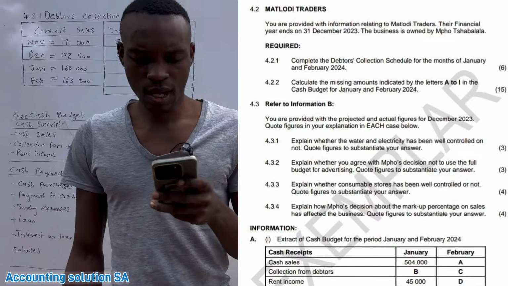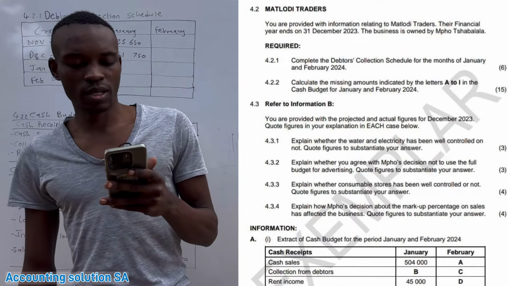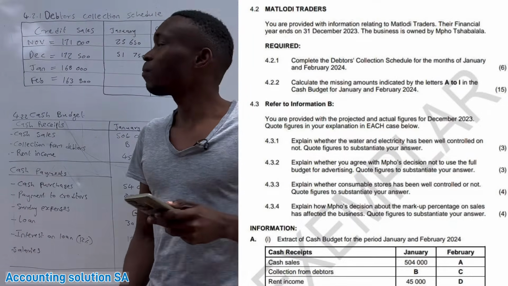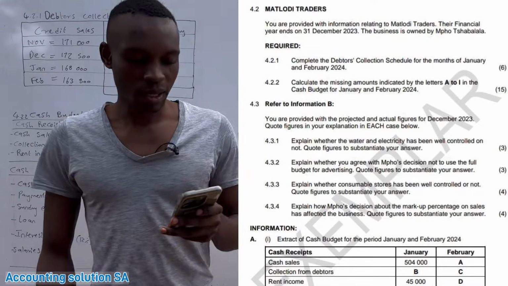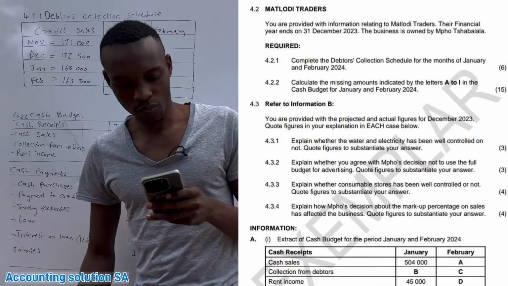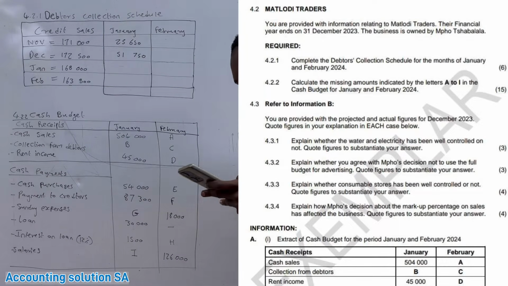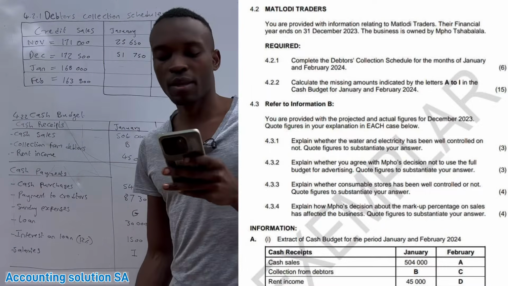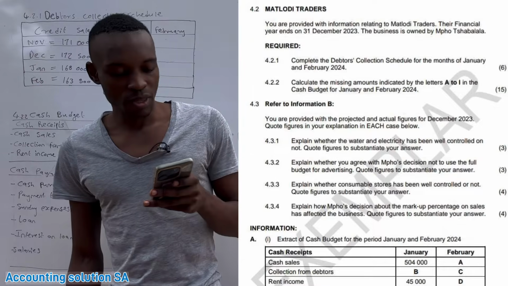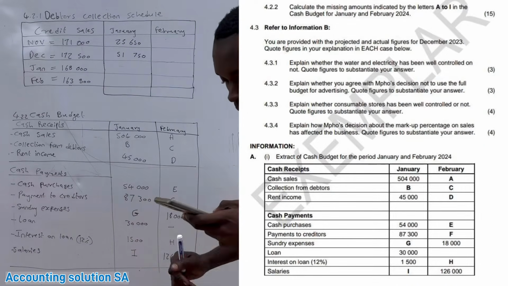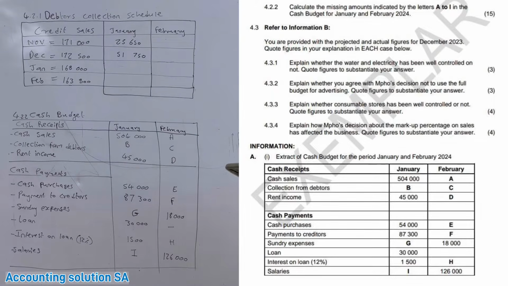So we are going to calculate all those figures here. I think this part contains 21 marks that we are going to cover. Budget is a very simple chapter that you are going to learn in this channel. So let's continue. Let's check information number A. Extract from cash budget for the period of January and February 2024. They give us the cash receipts, the same as this one: cash sales, collection from debtors, rent income, and cash payments. They give us cash purchases, payment to creditors, expenses, loan, and so on.